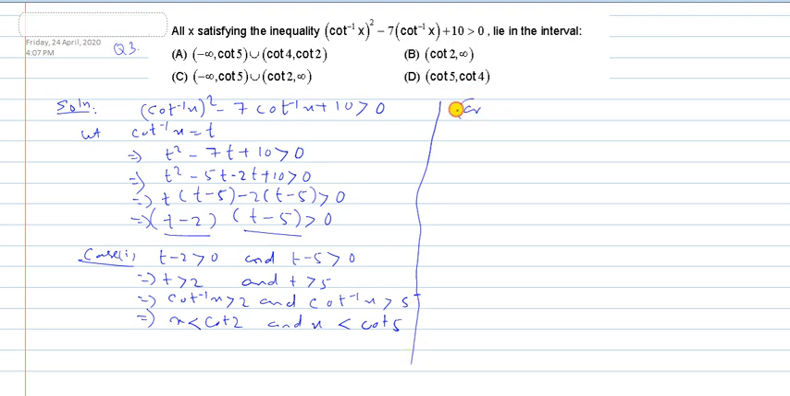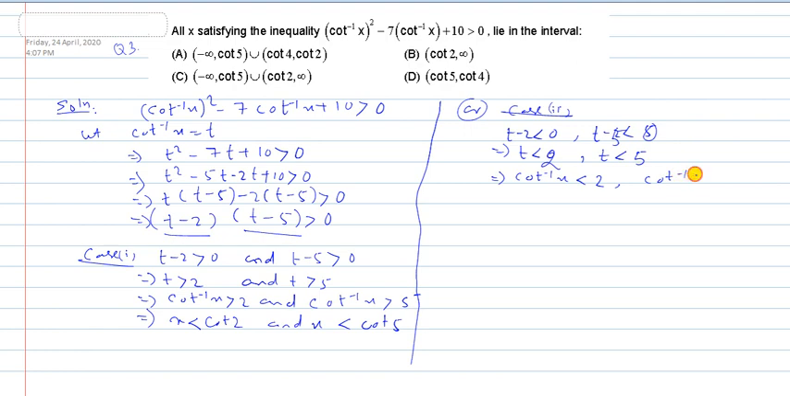Case 2 goes like this. This will be t minus 2 less than 0 and t minus 5 less than 0. So here t less than 2 and t less than 5. So t, which is cot inverse x, is less than 2 and cot inverse x is less than 5. So if I change, x is greater than cot 2 and x is also greater than cot 5.